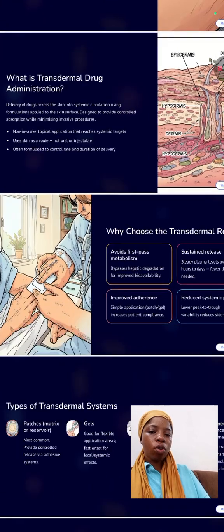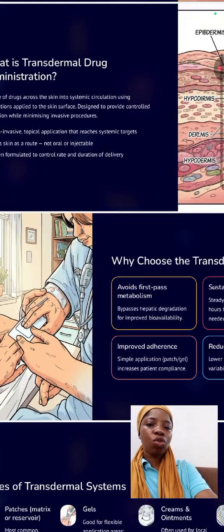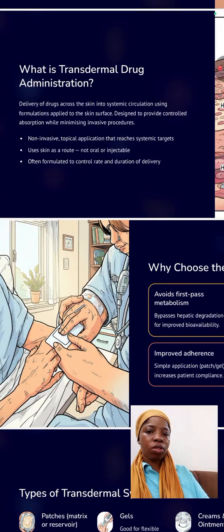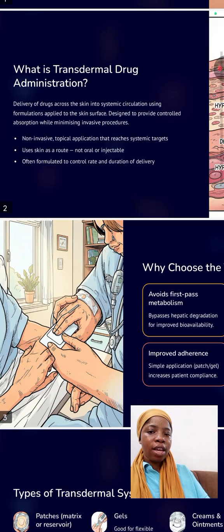So, first of all, I want us to know what transdermal drug administration is. It's a delivery of drugs across the skin into systemic circulation using a formulation applied to the skin surface. You have to apply it to the skin surface, then it will dissolve within the skin and then work.